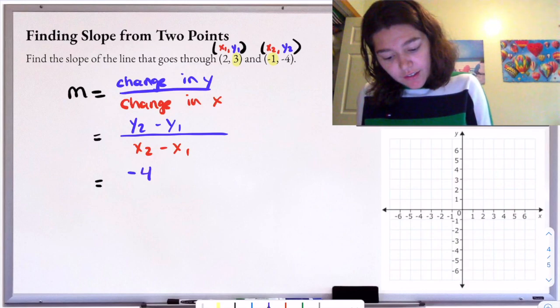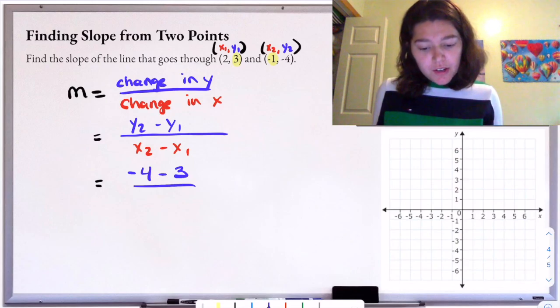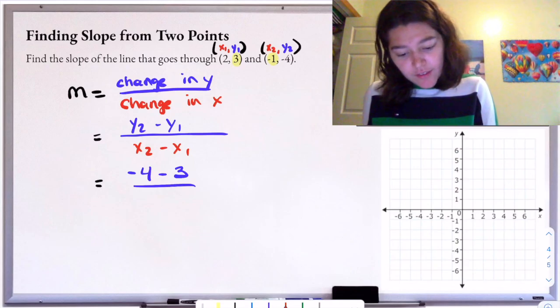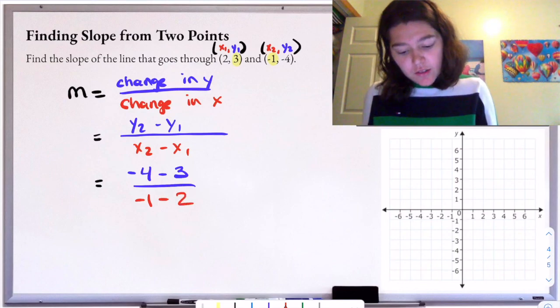Okay, so now we're just substituting this into the kind of general formula that we have. y2 is negative 4, so I have negative 4 minus y1, which is 3. Okay, that's going to be in the numerator. In the denominator, I have negative 1 minus x1, which is 2.